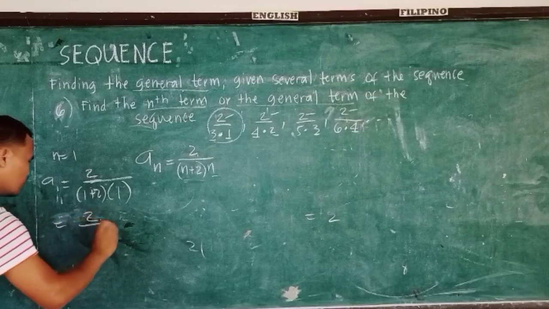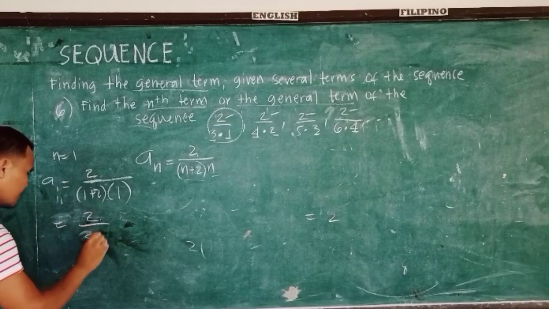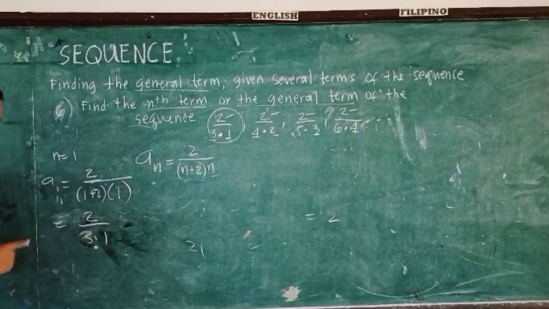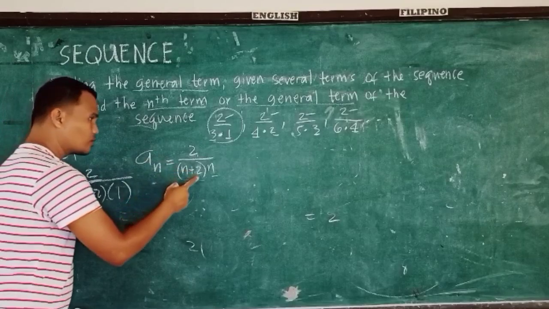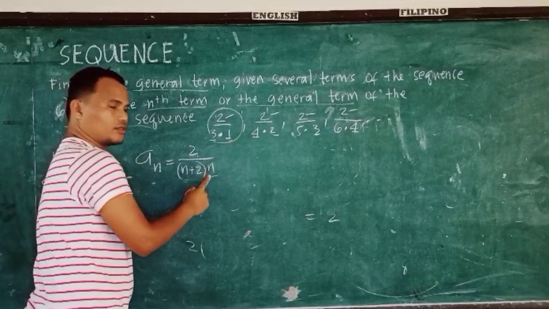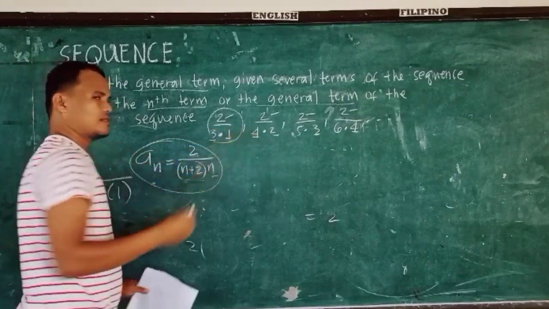So that's 2 over 1 times 2. 1 plus 2, 3. Are they the same? Yes, they are the same. How about the second term? 2 plus 2, 4. Your n is 2. So therefore, this is the general term of the sequence.